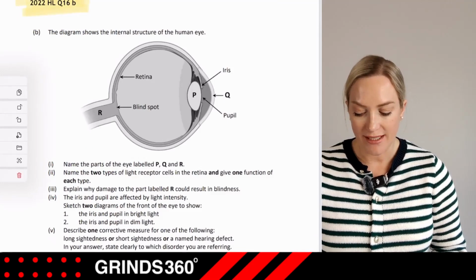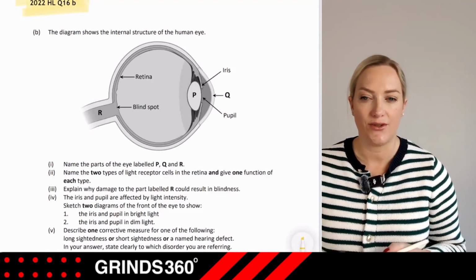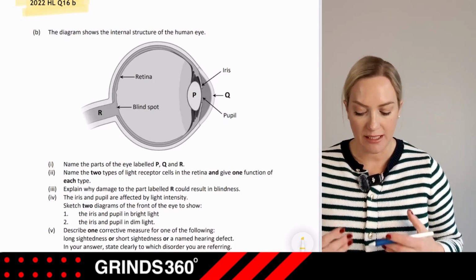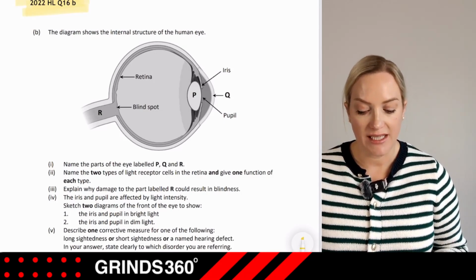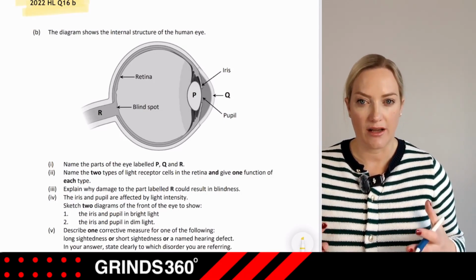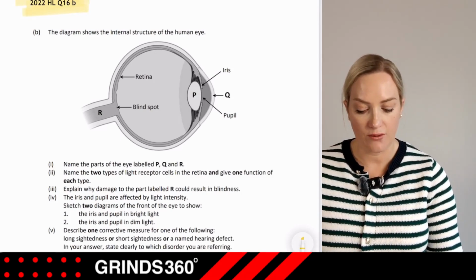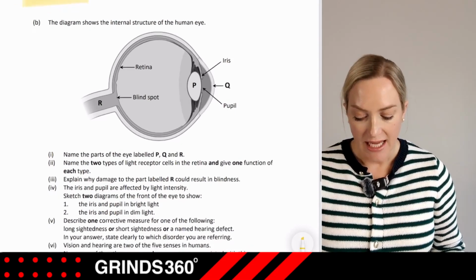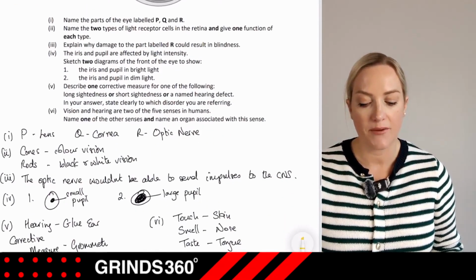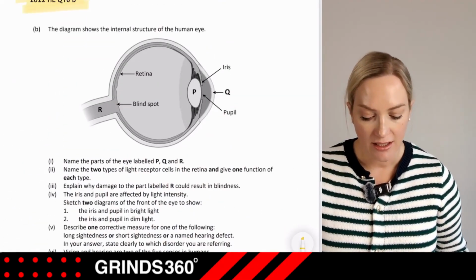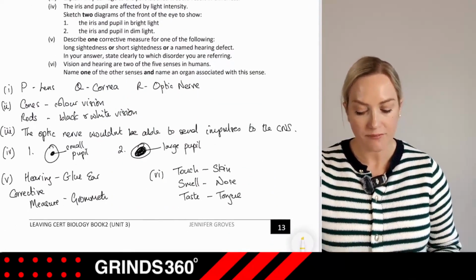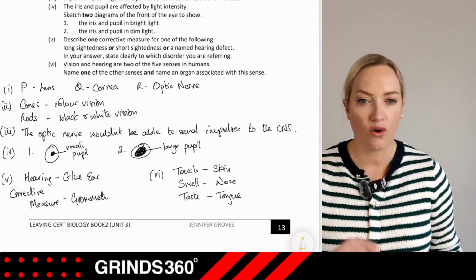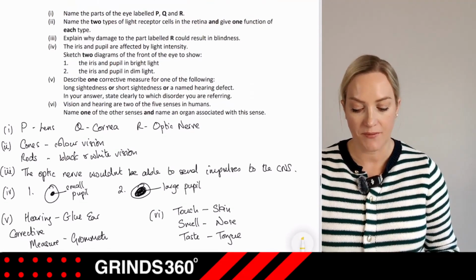Let's look at 2022, which was when the eye appeared in question 16b. The diagram shows the internal structure of the human eye. We have here P, Q and R, and it's labelled for us the iris, the pupil, the retina, and the blind spot. It's asking us to name the parts of the eye labelled P, Q, and R. P is our lens, Q is our cornea, and R is our optic nerve.